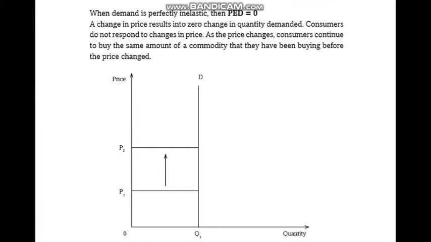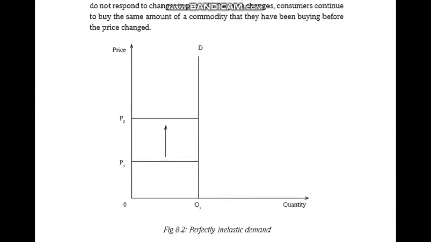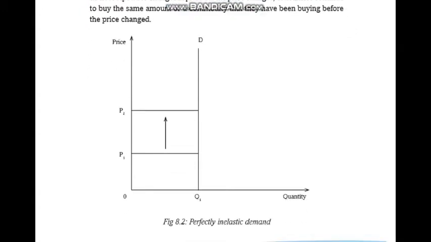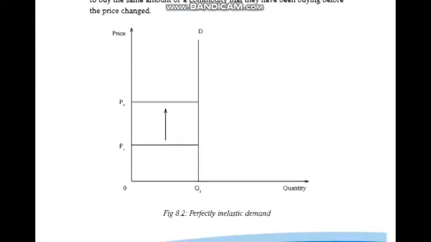A change in price results in 0 change in quantity demanded. Consumers do not respond to change in price. As the price changes, consumers continue to buy the same amount of commodity that they have been buying before the price change. Meaning, as the price changes, buyers continue to buy the same goods they were buying before the price changed.